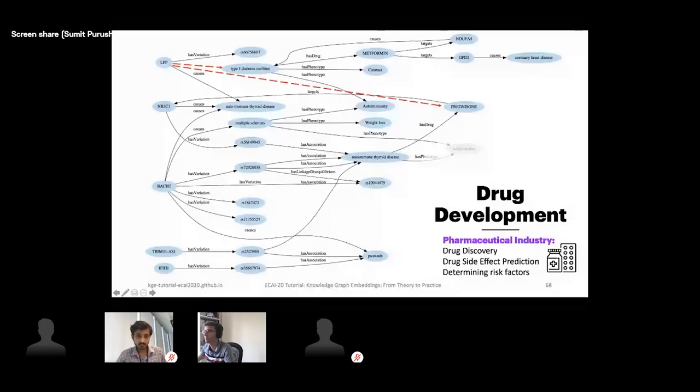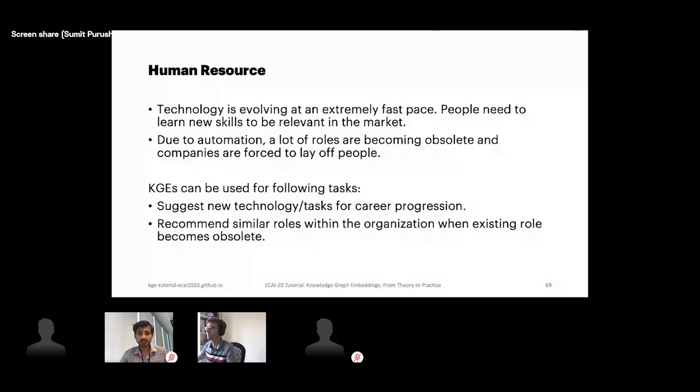So let's look at another use case, from a human resource perspective. Nowadays technology is evolving extremely fast, and if you're working in research, you would see a lot of new libraries and new technologies coming up. To stay relevant in this industry, you need to learn new skills. Otherwise you might lose out on getting a promotion. Also, due to automation, or because of COVID, a lot of projects are closing down and companies are forced to lay off people.